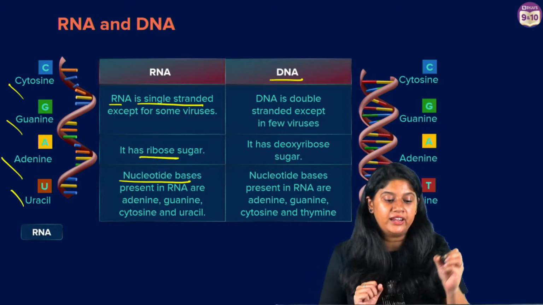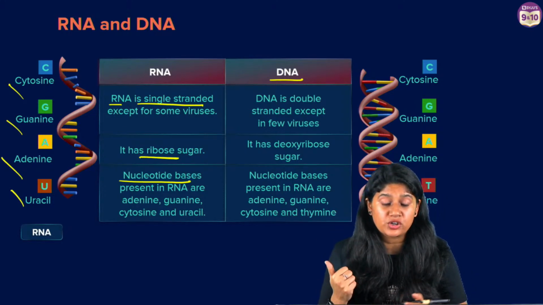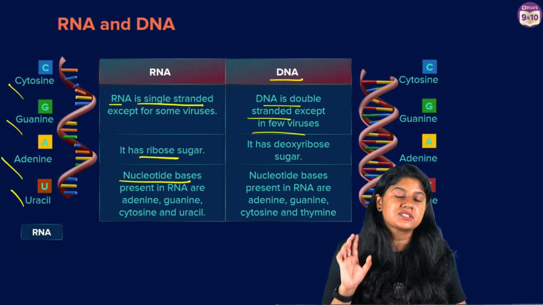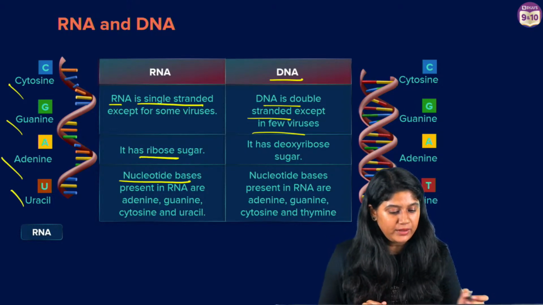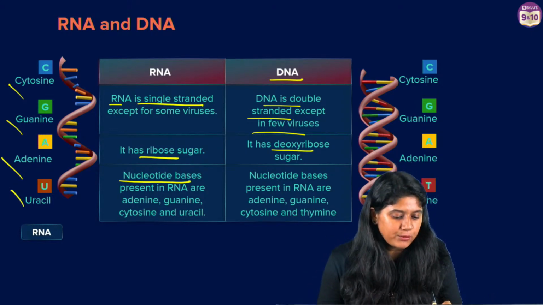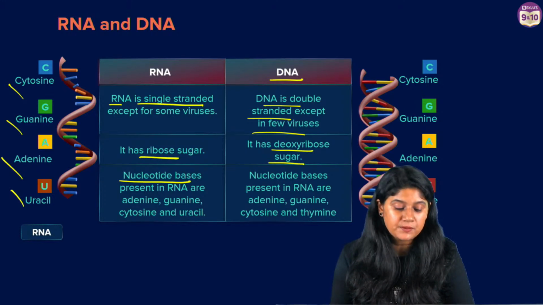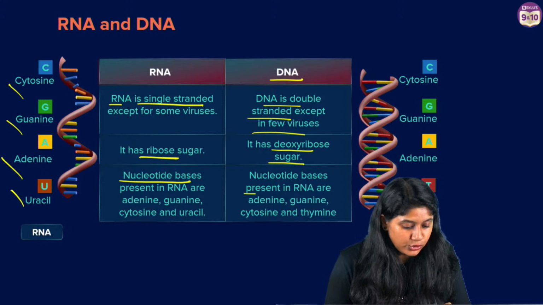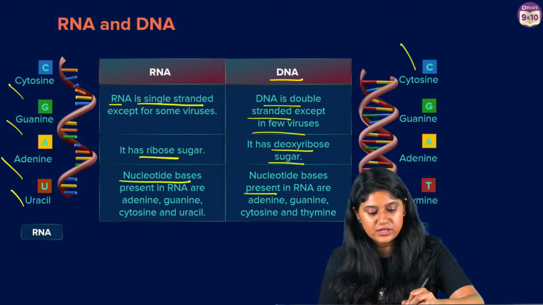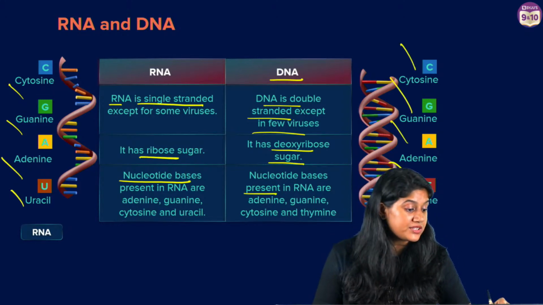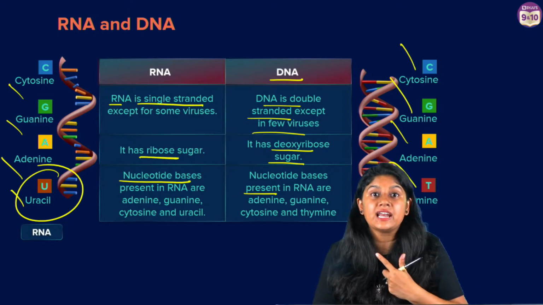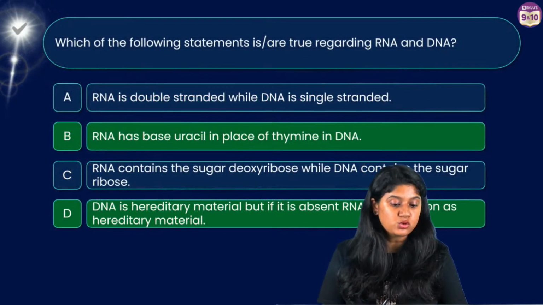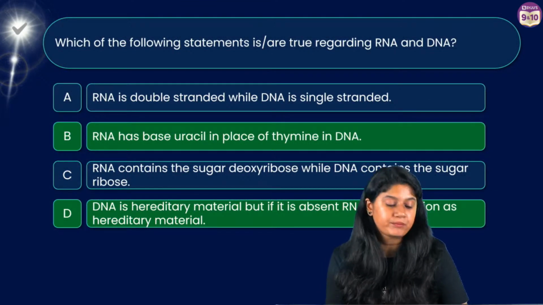Then what we have is DNA. DNA is a double-stranded structure, right? We do have some exceptions in viruses also. It is deoxyribonucleic acid. Which type of sugar is present? Deoxyribose sugar. And the nucleotide bases that it has are cytosine, guanine, adenine and thymine. So instead of uracil, in DNA what we have is thymine. So according to the statements, two statements are absolutely correct.